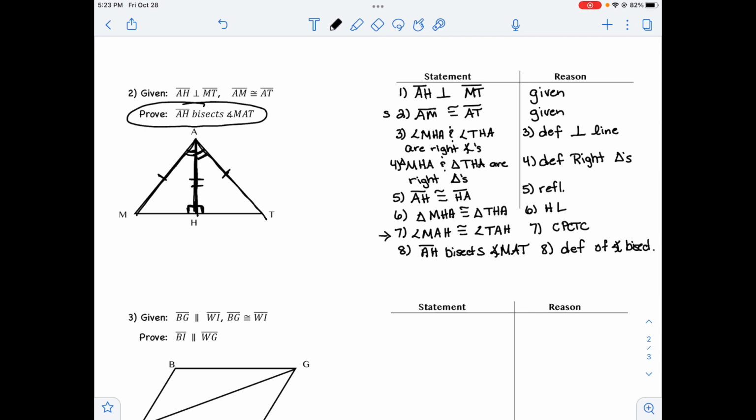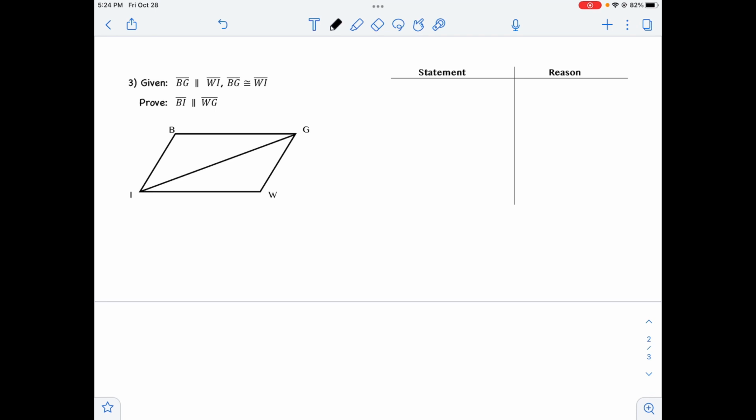So our original proof is kind of right here to prove our triangles, and then we had to go 2 extra steps in order to prove something's bisecting, because that is a word, so we had to do 2 extra steps. On our last one here, we've got some given information. We're going to go ahead and start by writing it down. So we have our first, we're given that segment BG is parallel to segment WI. This is given.